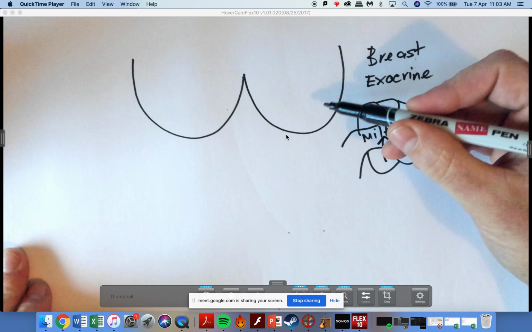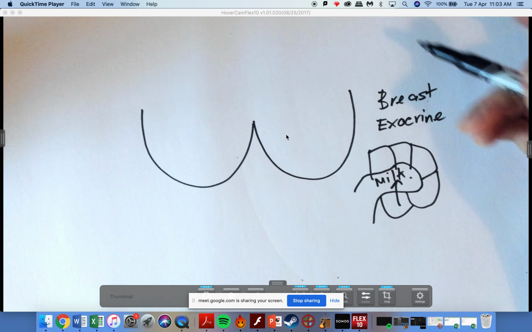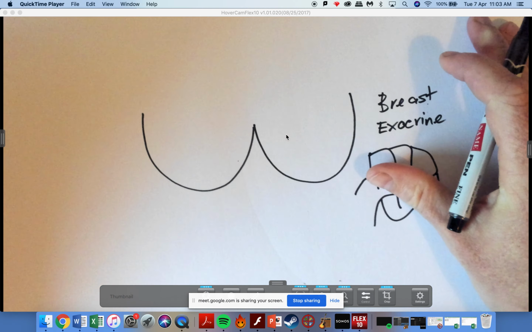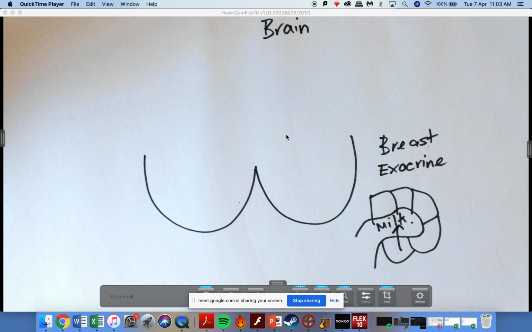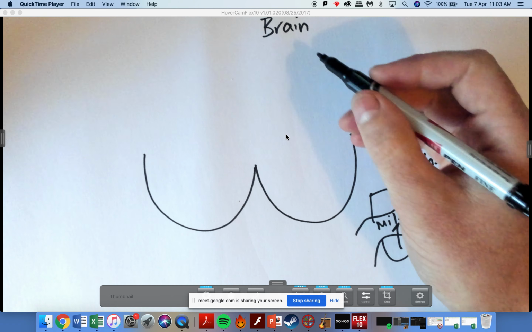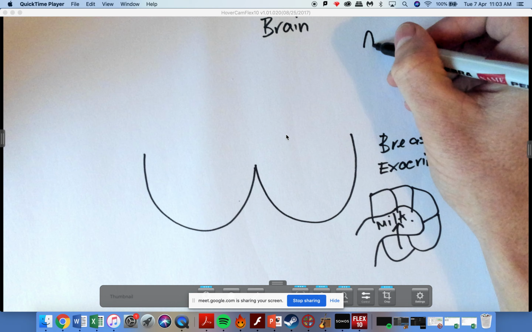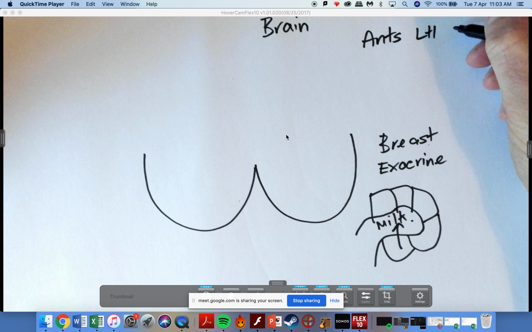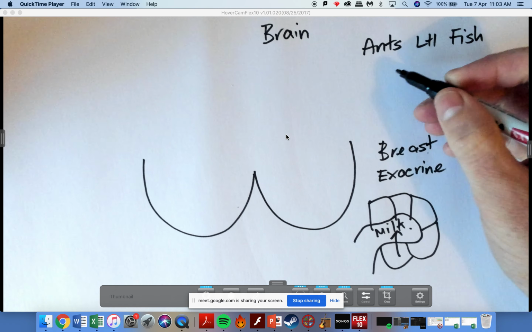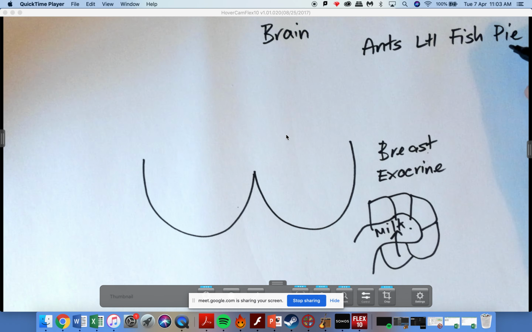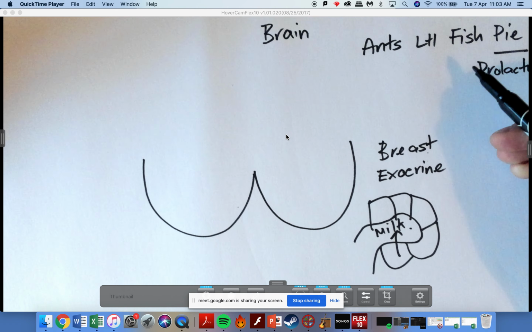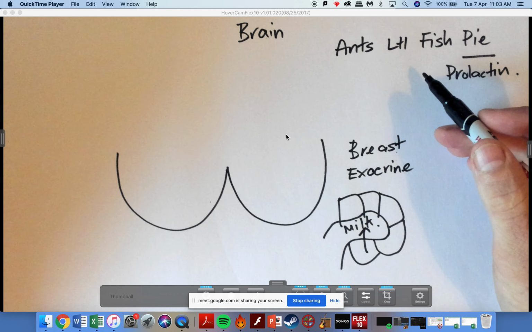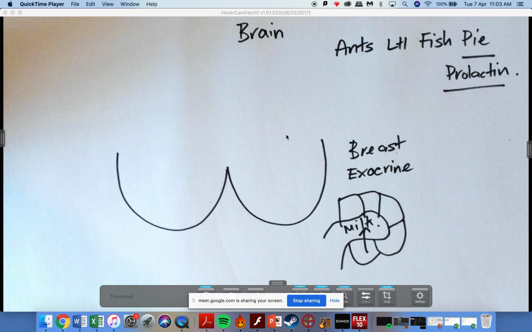And so this doesn't happen all the time. We want it to be regulated, and it's going to be regulated again by the brain. And so from the brain we have two hormones, and actually we didn't mention this one, so ants love fish. We might need to make it ants love fish pie, because the final one is prolactin from the anterior. So ants love fish pie, and now we're bringing in prolactin, which is from the anterior.